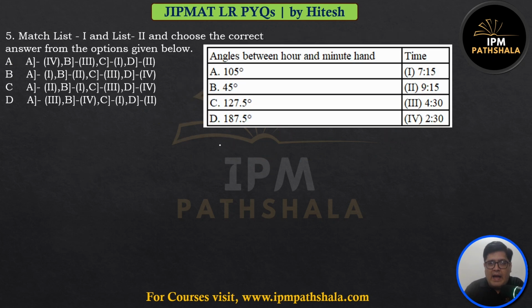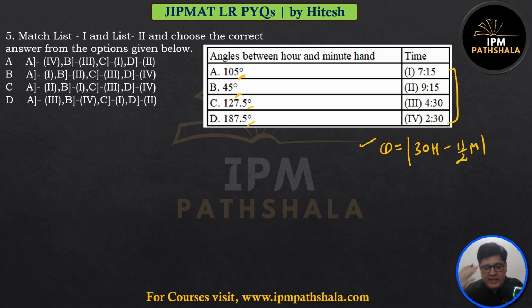So here we have to match the angle that two hands of the clock will make with their time value. For this, you must have this technical knowledge. The angle between two hands of the clock, theta, is defined by |30h - (11/2)m|. This is the standard formula. We teach you the derivation of this in our live lectures. Two hands of the clock follow this formula when we want to calculate angles.